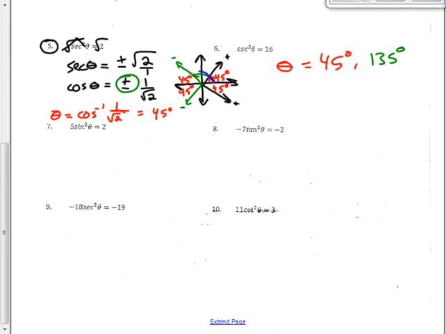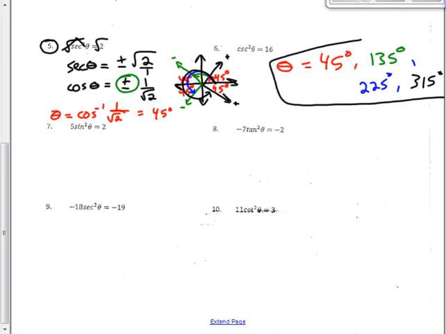The third one is going to be this one that wraps all the way around here. That's going to be 180 plus 45. And then my last one is going to be the one that goes all the way around and comes back here. That's 360 minus 45, which is 315. And so these are my 4 answers, the 4 angles that I can plug in.